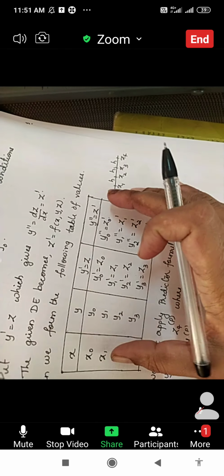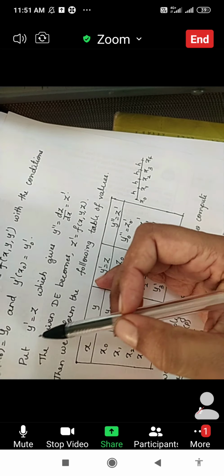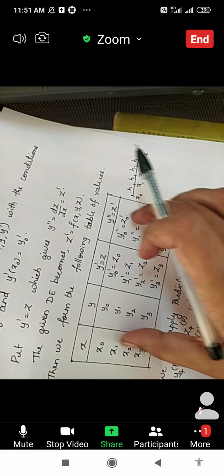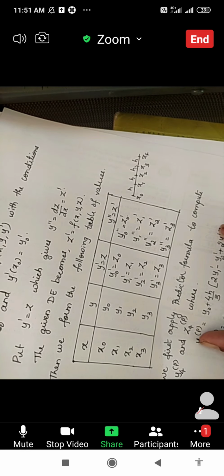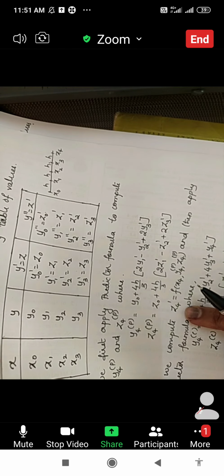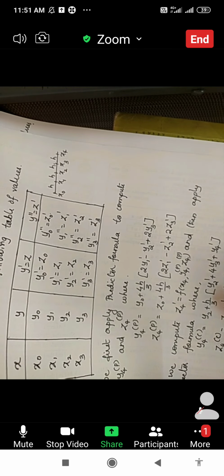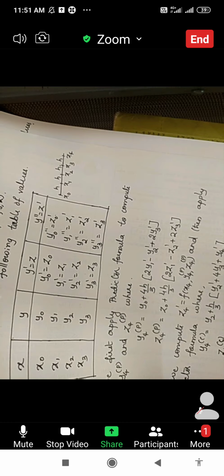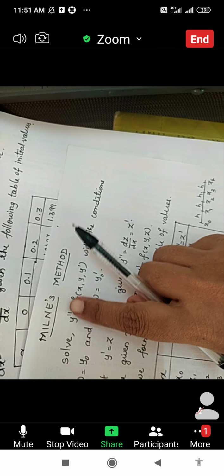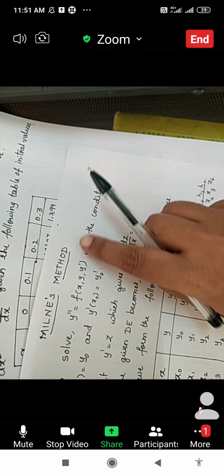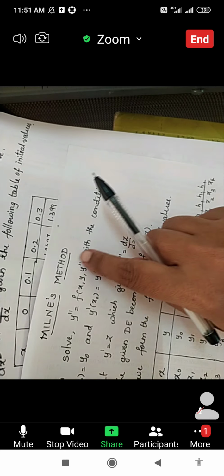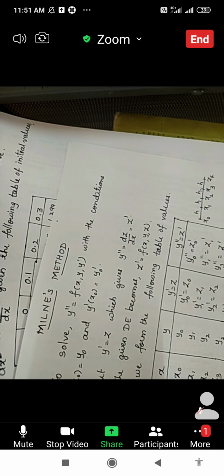So nothing much. First we have to prepare a table. Before that we have to go for a substitution. Then prepare the table, apply the predictor formula, calculate z4 dash, then apply the corrector formula. That's all. This method is known as Milne's predictor corrector method to solve a second order differential equation.